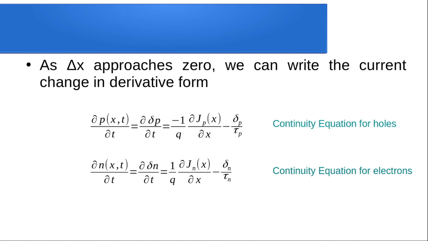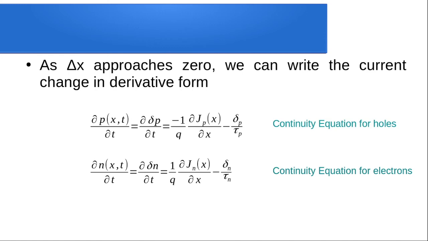Now, as delta x approaches 0, the area, the volume that we consider is very small. We say that the volume starts from x and extends till delta x. If delta x is almost 0, then we can rewrite the current change in derivative form as dou p of x and t. It depends on the distance x and also the time t. That is why partial differentiation is being used.